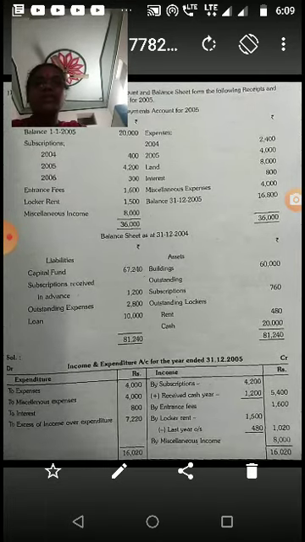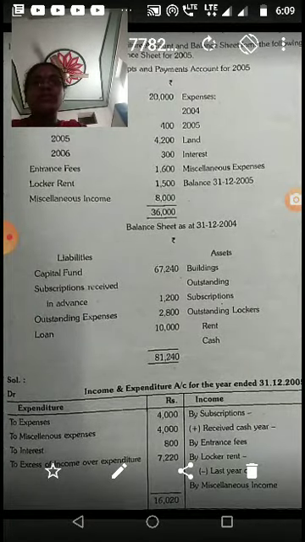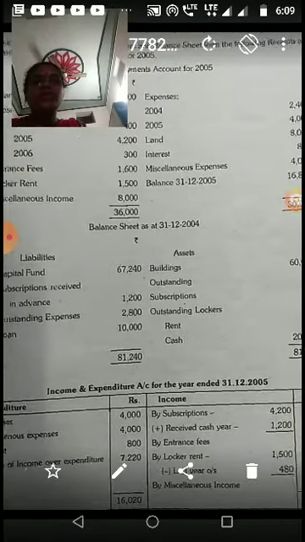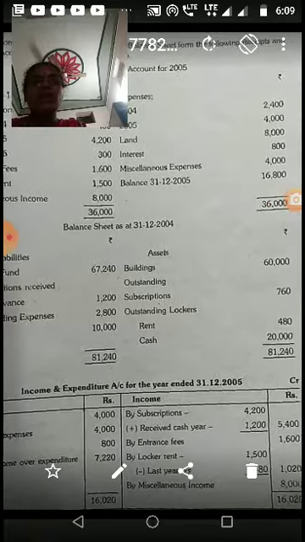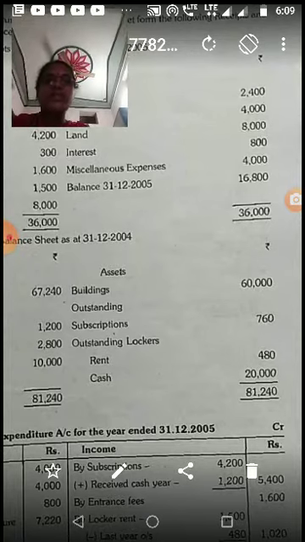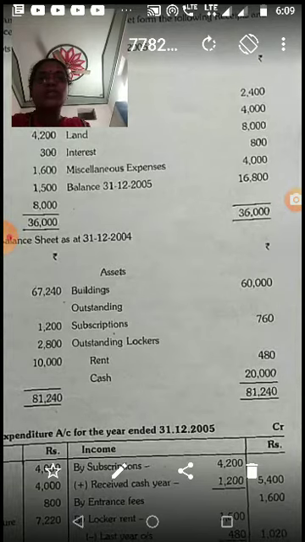Balance that is 20,000. Subscriptions that is 2004 is 400, 2005 4200, 2006 300, entrance fees 1600, locker rent 1500, miscellaneous income 8000, that is 36,000. Next, come to the expenses side. 2004 expenses 2400, 2005 expenses 4000. Now land is 8000, interest is 800, miscellaneous expenses 4000, balance 3112 2005, that is 16800.